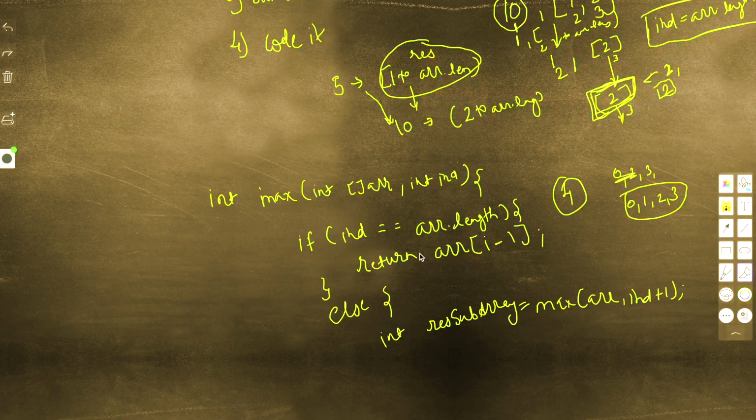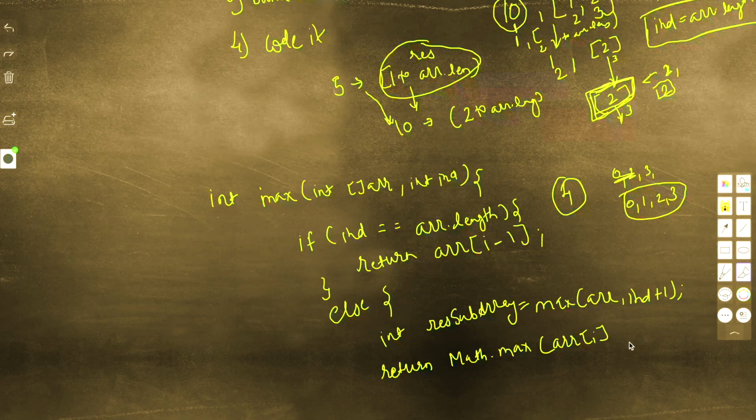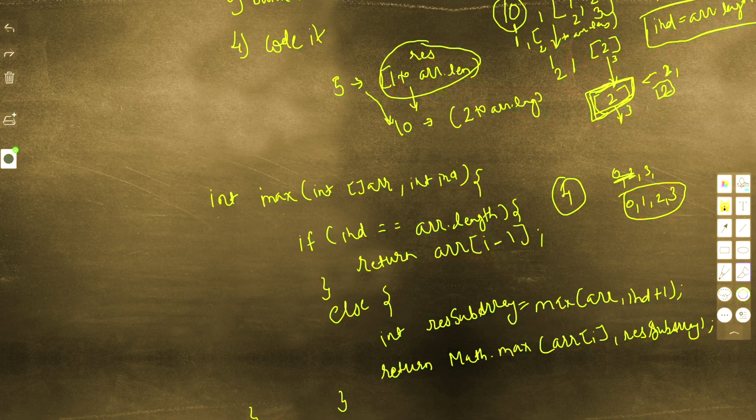Fine. Once I get the result from the subarray, then I will compare. We can use the Math.max function, and we can compare array[i], which is the current element, with the result we got, that is the result of the subarray. Fine. We can return this. So this is how the code will look. So let's code it in our IDE and try to debug that.